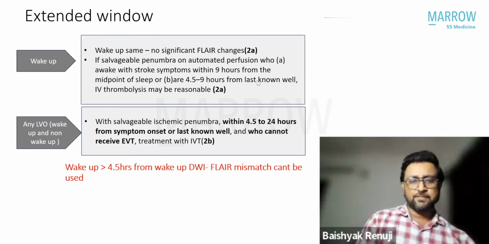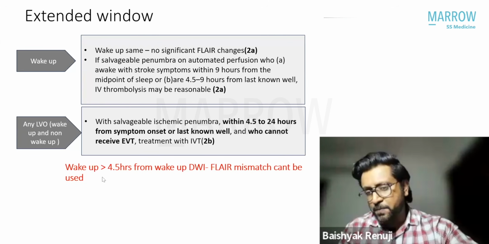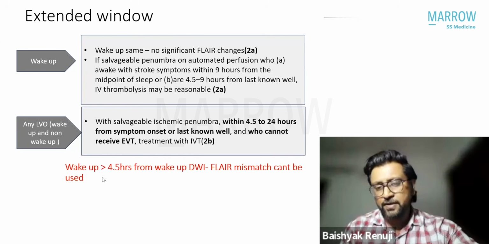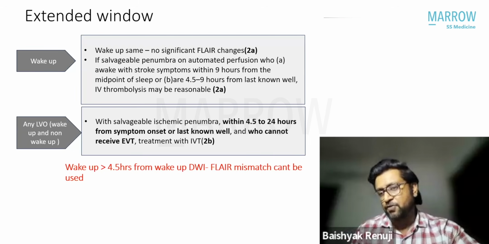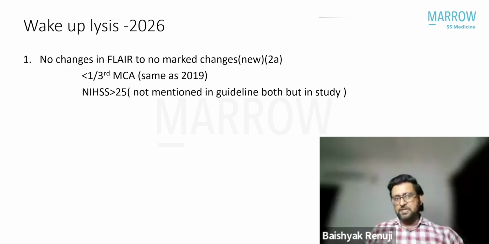Altogether, the extended window you have to come. For wake up beyond 4.5 hours, diffusion mismatch cannot be used. Within 4.5 hours only, that is where the entrance question can come for you. Somebody who wakes up within 4.5 hours, you can use diffusion-FLAIR mismatch. More than 4.5 hours, up to 9 hours, you will use a perfusion image. So this is one more thing. Less than 1/3 of MCA is the same.